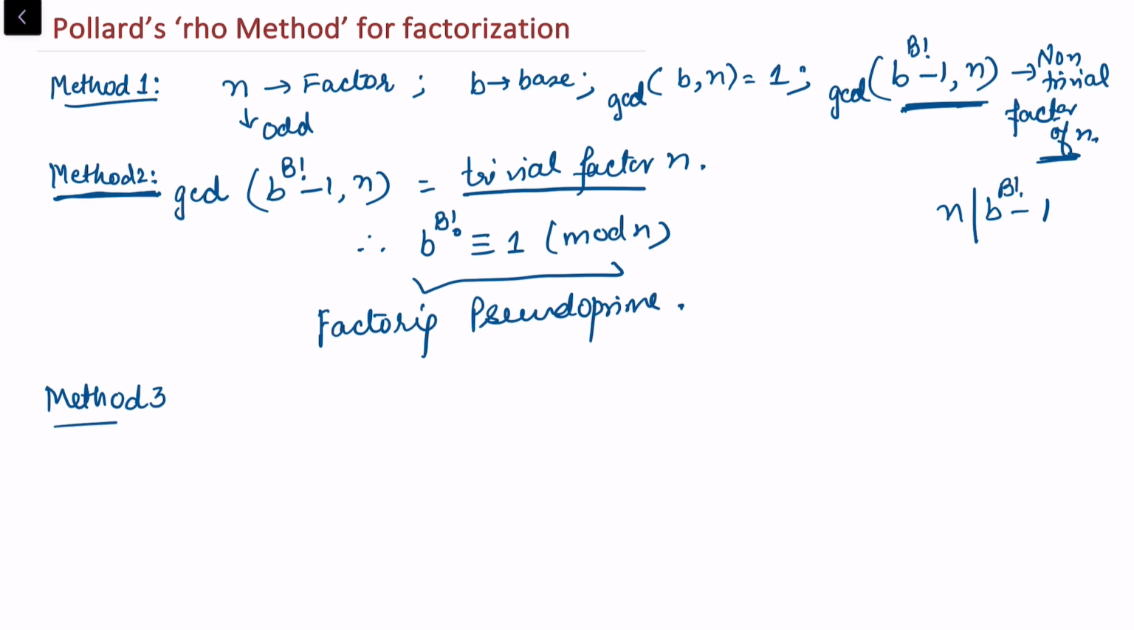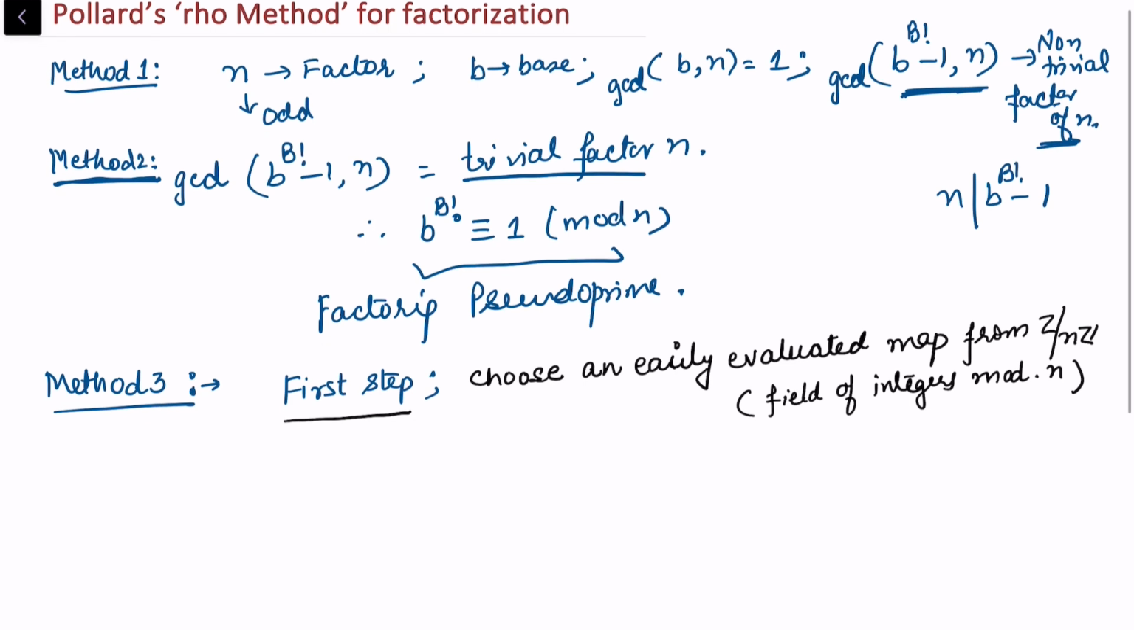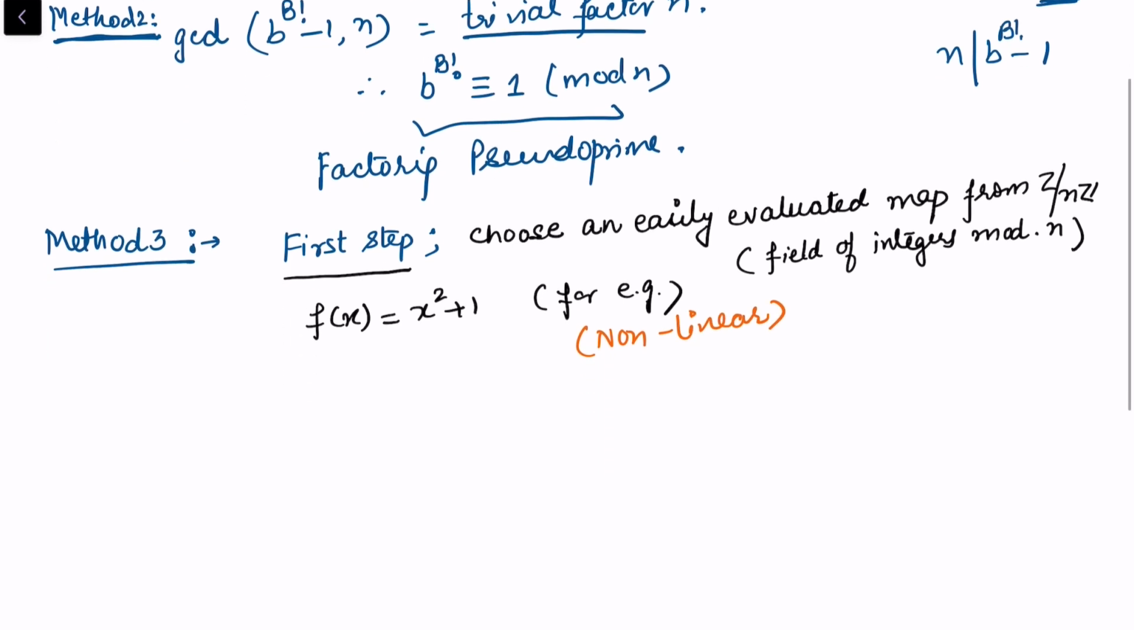Now in this video, we are doing another extension to this method. We are now considering the field of integers modulo n. Towards this, the first step is to choose an easily evaluated map from Z by nZ, that is the field of integers modulo n. We may choose this as something like x square plus 1. This is just an example. We should consider a non-linear map, not a linear map, because a non-linear map will give us pseudo-random numbers. So basically this is based on pseudo-random numbers. We want to generate some random numbers. This is an iterative test.